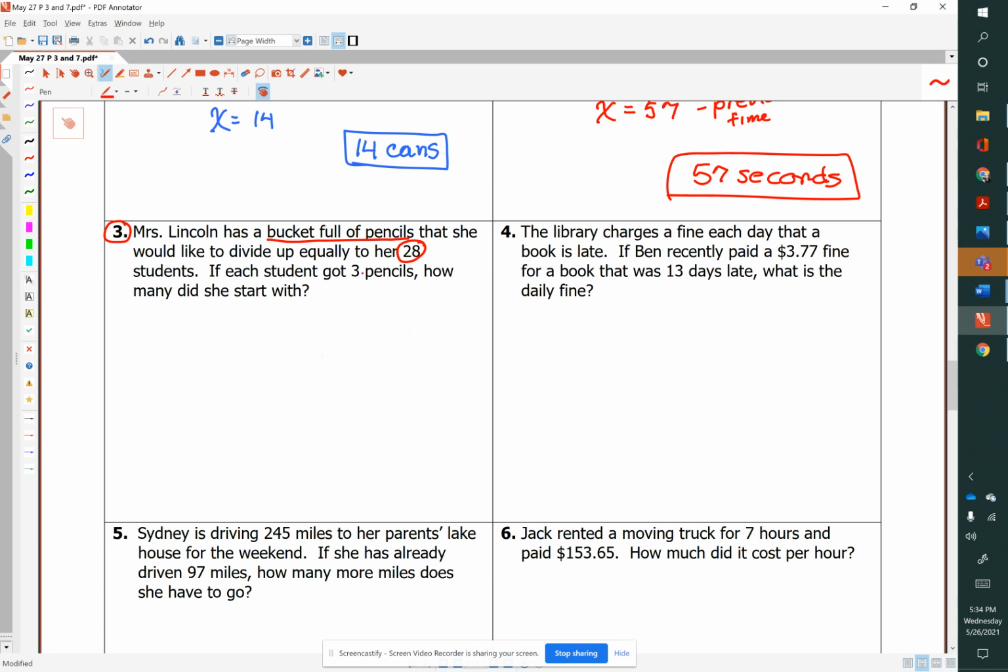So we have important numbers here. We've got 28 students, and they each get 3. Well, some of you are just going to multiply 28 by 3, but I want you to start thinking in terms of algebra. So we're going to let x equal the number of pencils she started out with. Well, that should be an N. Mrs. Lincoln began with.